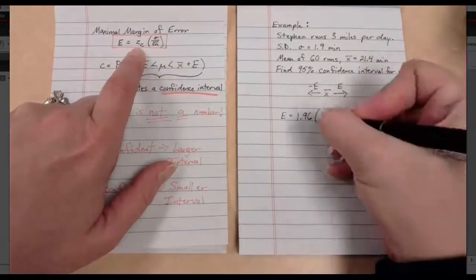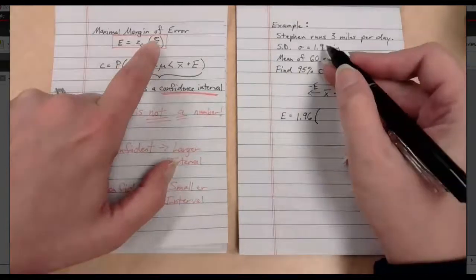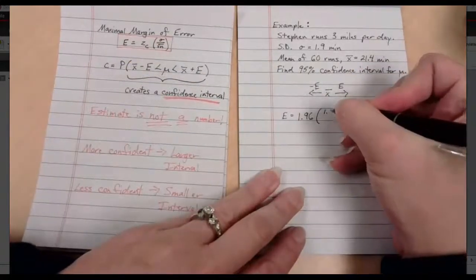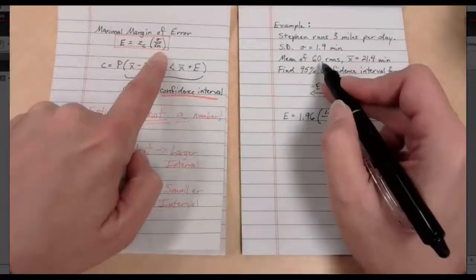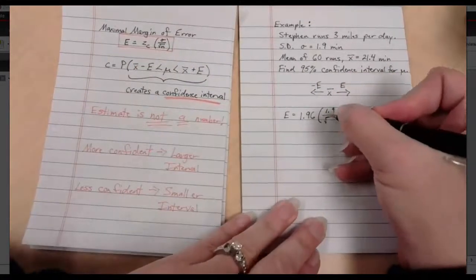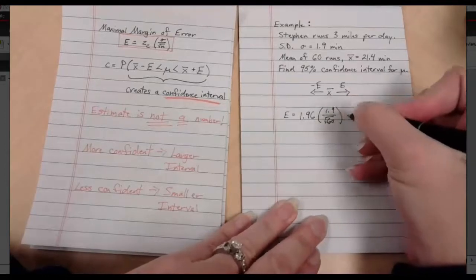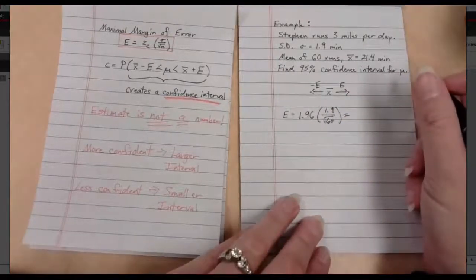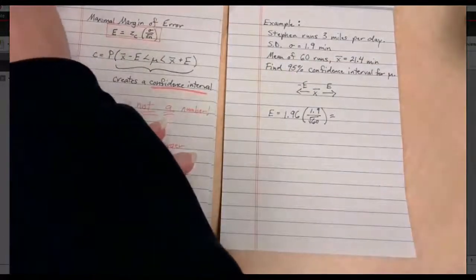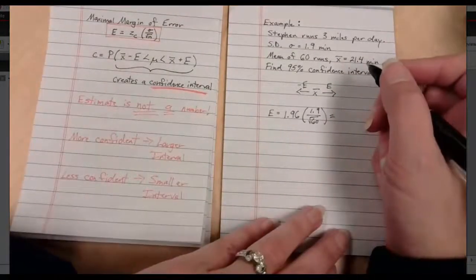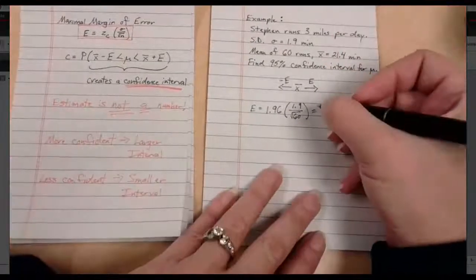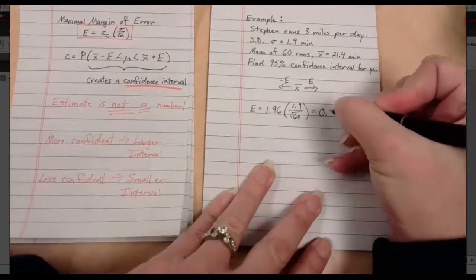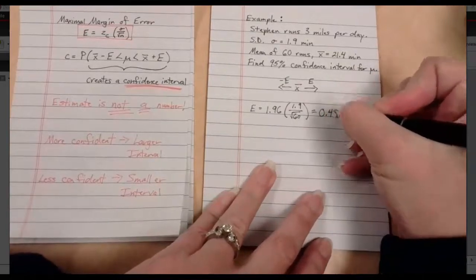Times sigma. Oh, I have that. That's 1.9. So 1.9 divided by the square root of n. N was my sample size, which was 60 runs, so the square root of 60. So this right here is going to be my error. I'm going to cheat and say that I just typed that in my calculator, because I did it earlier. And that's going to produce something that I'm going to round to 0.48.